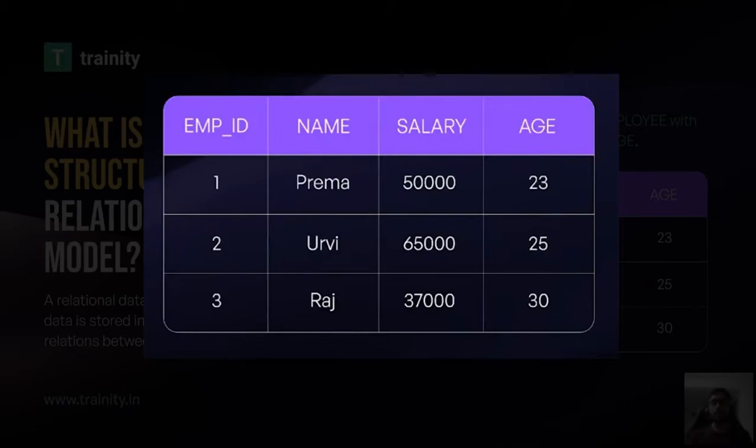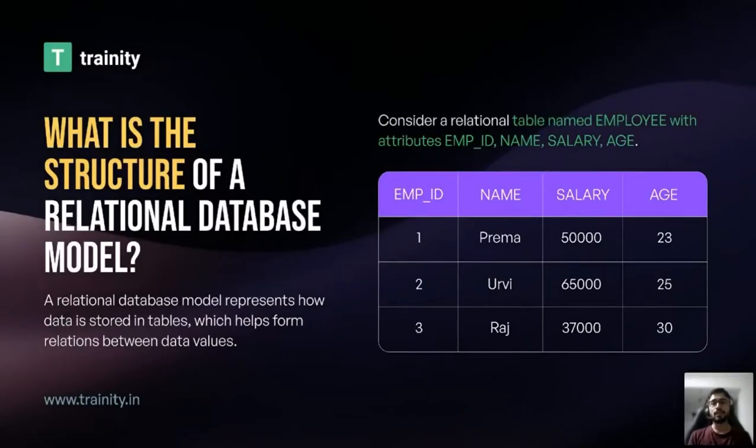So here, if you take a look at this table, it is in a structured format, right? Your data is present in rows and columns format. These are the columns: employee ID, name, salary, and age. And these here are the rows. The first row contains employee ID 1, whose name is Prerna, salary of 50K, and age of 23. The second row contains employee ID 2, whose name is Urvi, salary of 65 grand, and age of 25. Same way, row 3 contains employee ID 3 with the name of Raj, salary of 37,000, and age of 30 years. All right. So here you can clearly see that data is present in a structured format in rows and columns, wherein columns indicate an attribute and a row indicates a new entry or a new data point. Hope this makes it clear.